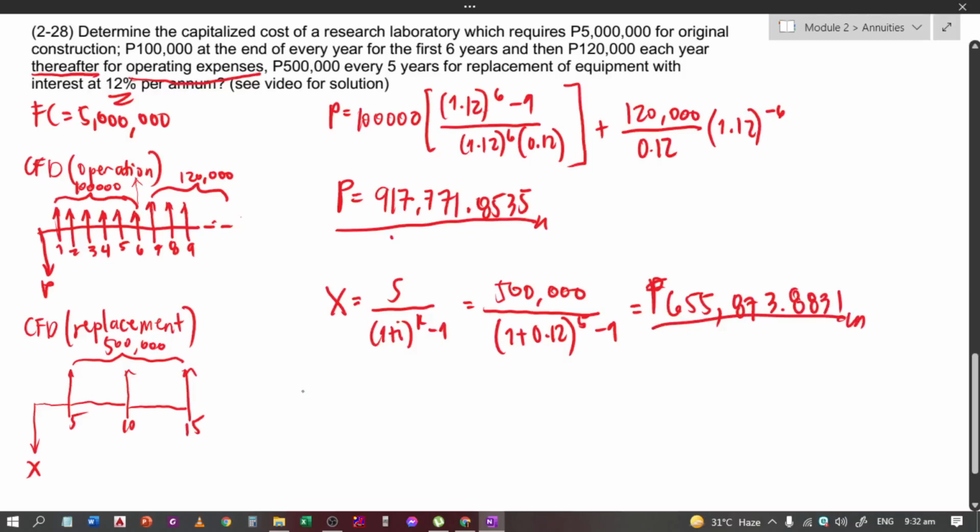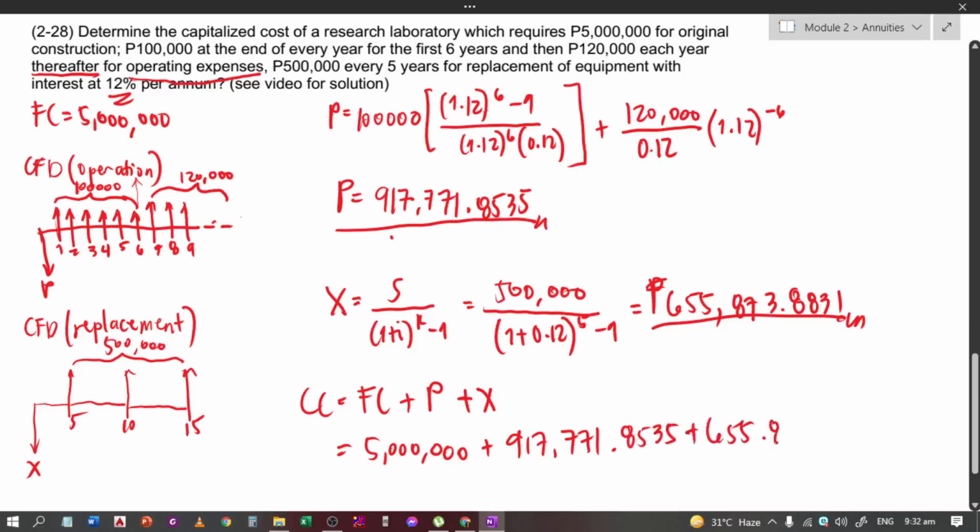Next. Complete naman natin yung mismong capitalized cost. So, capitalized cost, again, that is first cost plus present worth ng operating expenses plus present worth ng replacement. So, 5 million plus 917,771.8535 plus 655,873.8831. So, solving for capitalized cost, ito ay 6,573,645.730.